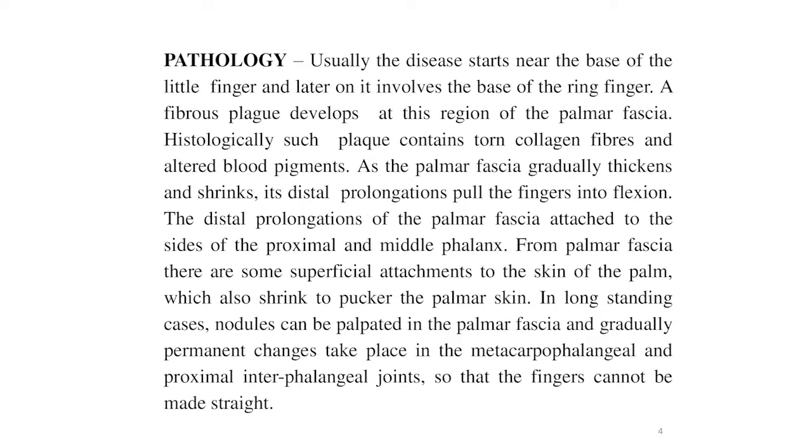As the palmar fascia gradually thickens and shrinks, its distal prolongations pull the fingers into flexion. The distal prolongations of the palmar fascia are attached to the sides of the proximal and middle phalanx. From the palmar fascia, there are some superficial attachments to the skin of the palm, which also shrink to pucker the palmar skin. In long-standing cases, nodules can be palpated in the palmar fascia and gradually permanent changes take place in the metacarpophalangeal and proximal interphalangeal joints so that the fingers cannot be made straight.